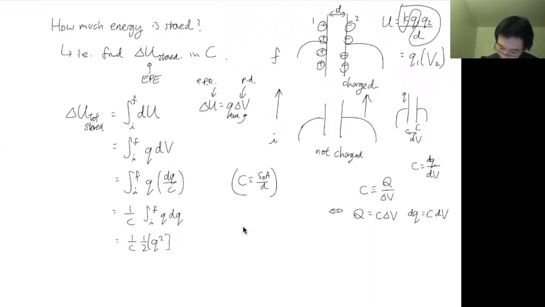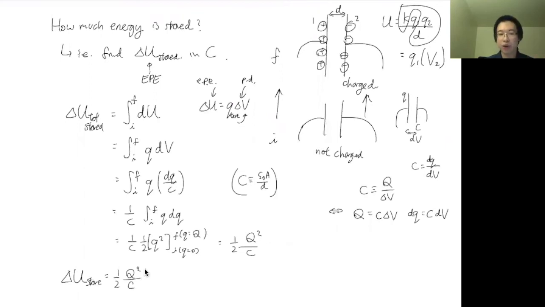And we need to go from initial to final. Initially the charge is 0, and at the end you want to charge it up to a full amount of capital Q. So you put that in and you get Q squared over 2C. Okay, so this is the formula, let me put it in a box. This is a derivation you can refer to once in your life. You don't need to know this for the exam, but you need to know the final result. Q is the total amount of charge stored on the plate, C is the capacitance, and this is the amount of energy in joules stored inside your capacitor.